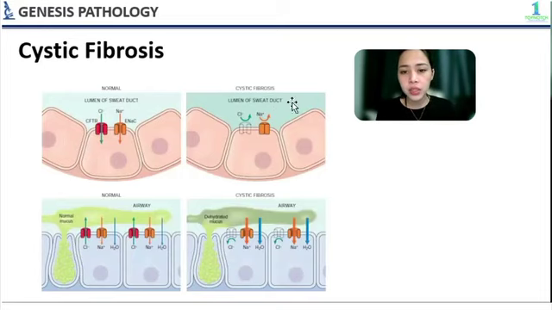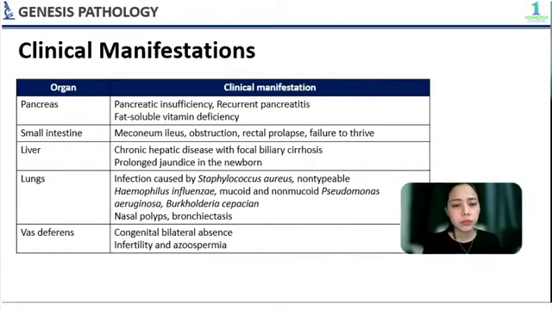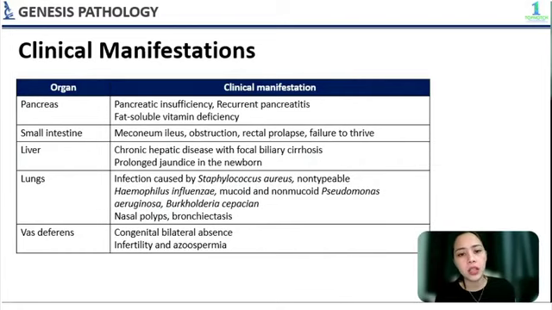Normally, there is reabsorption; in cystic fibrosis, it is not reabsorbed, so the sweat becomes salty. Here, normally the mucus is okay, but in cystic fibrosis, because water follows sodium chloride, the mucus becomes dehydrated and viscous, and then plugging. Okay? Clinical manifestations, again: because the pancreas is plugged, it can lead to pancreatic insufficiency, and these patients usually have fat-soluble vitamin deficiency.